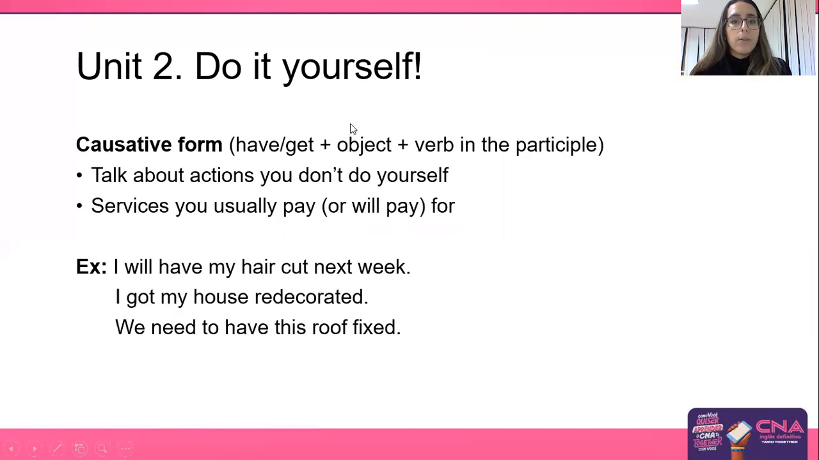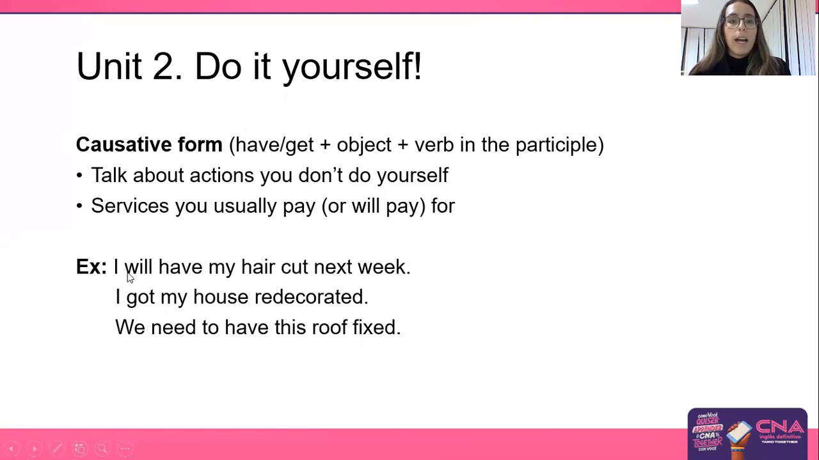So guys, we also saw there the use of the causative form, yes? So the causative form is when you hire someone, yes, to do a service for you, yes? So it's to talk about actions that you don't do yourself. Someone else does this action for you, okay? So it's services you usually pay or you will pay for, okay? So the structure is have or get, yes, in any of the verb tenses, yes, in the present, past, future, okay? We have an object and a verb in the participle, okay?